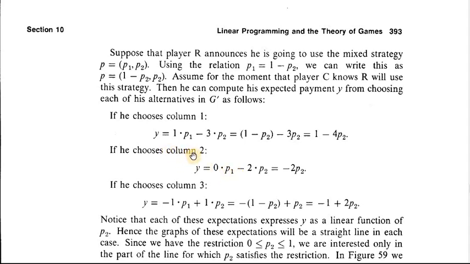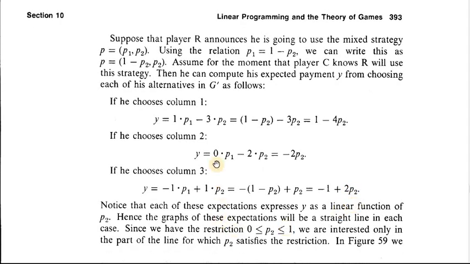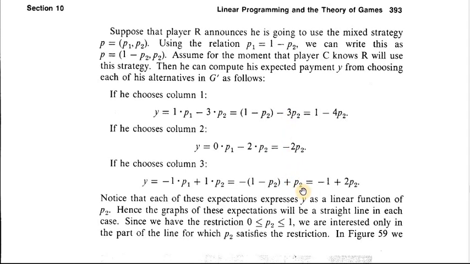So we get, for column 2, y equals 0 times P1 minus 2 times P2. So this is what he gets if he chooses column 2. You can figure out the same thing for column 3. You end up with minus 1 plus 2 P2. Now, each one of these expected payoffs is a function of P2. So these give us 3 different lines, 3 different payoffs corresponding to the 3 different possible choices of the column.